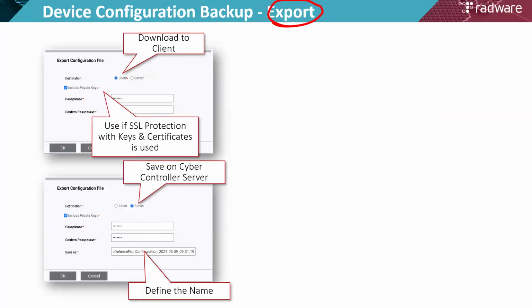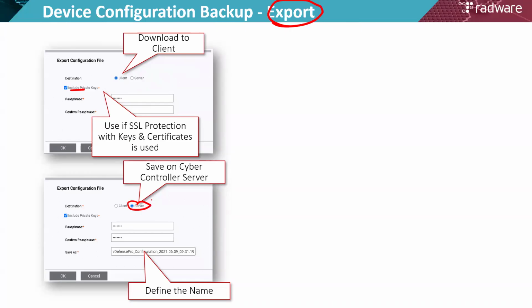Okay. Exporting, if the destination is selected as client, it will export the configuration backup onto your local PC. Okay. And if it is selected as server, it would be exported onto the cyber controller. Okay. And there are the private keys used if SSL protection with keys and certificates is used. So you can provide the password as well in order to protect the SSL keys and certificates.